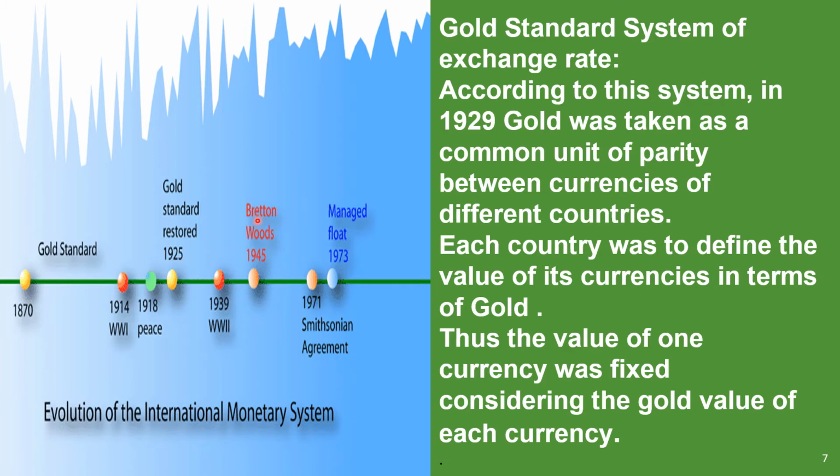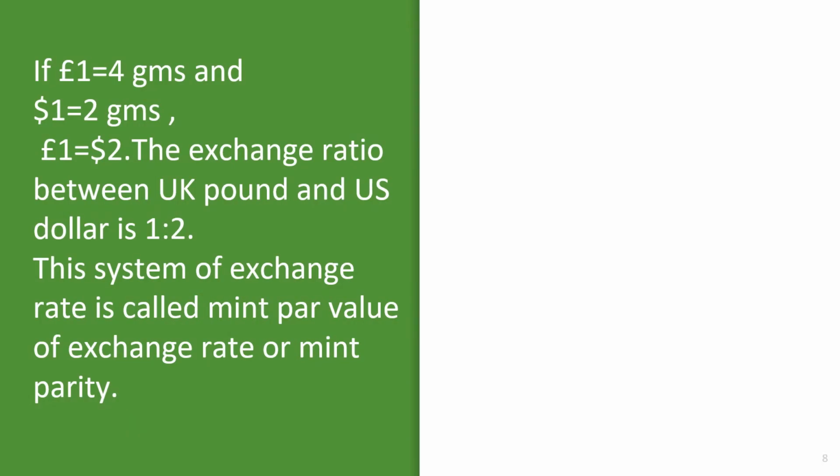Then you have the other systems, that is the Bretton Woods system, which came about in 1945, and then the managed floating system, which came about in 1973. Let's move on. Let me help you understand the gold standard system with the help of an example.